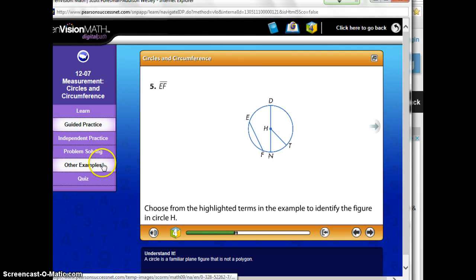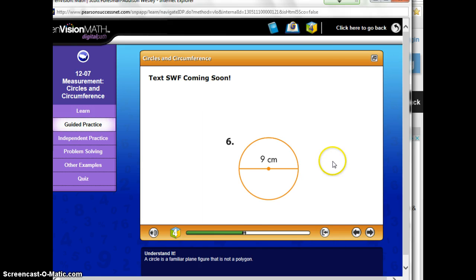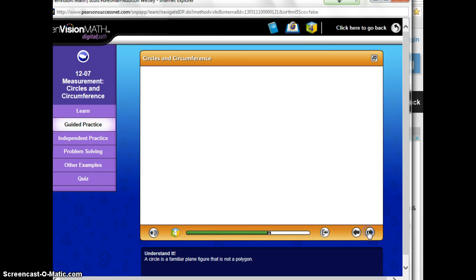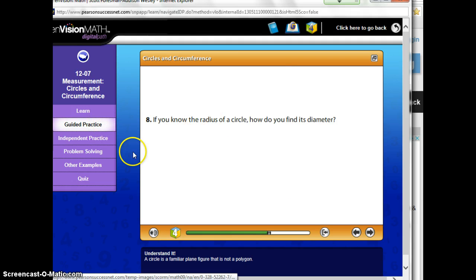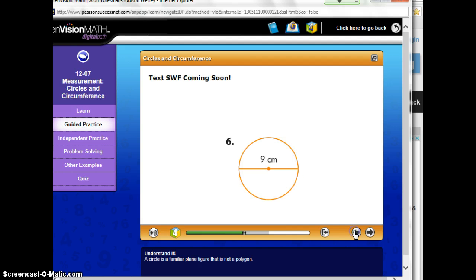Okay, we are going to move on. So to find the circumference of this circle, we're given the diameter. So we take this 9 and we multiply it times pi. 9 times 3.14 equals 28.26. We have to make sure that the decimal's in there. Now some circles will only be given the radius. So if given the radius, that means we need to double it before we multiply by pi.